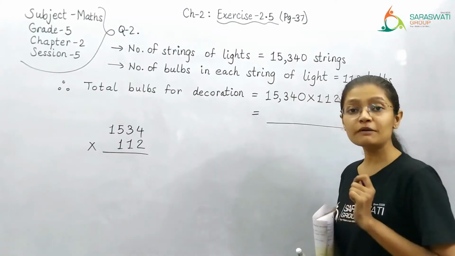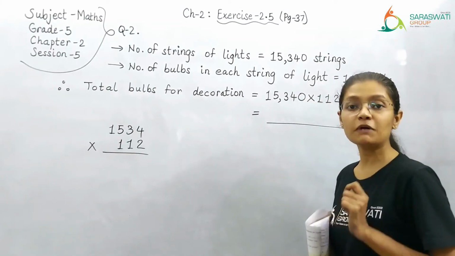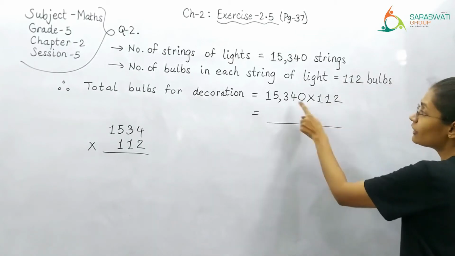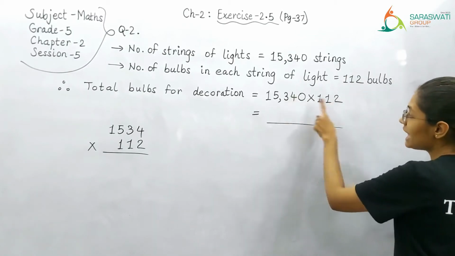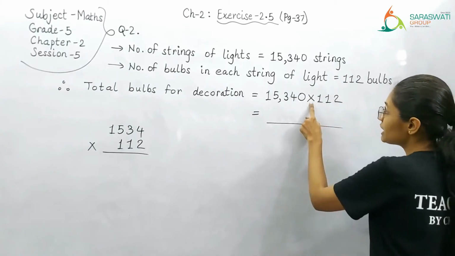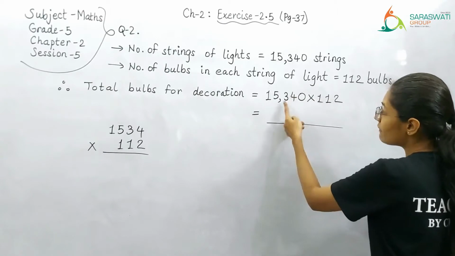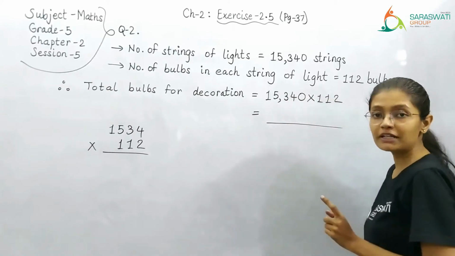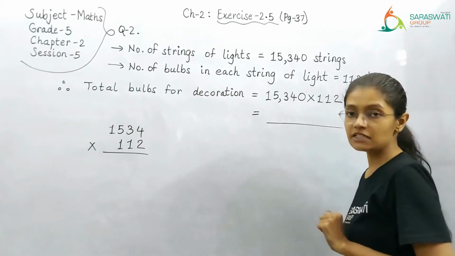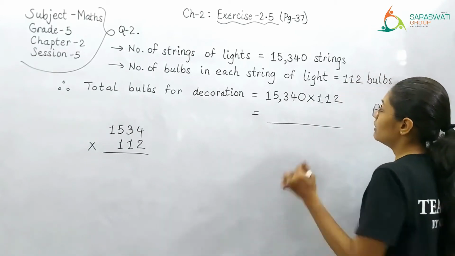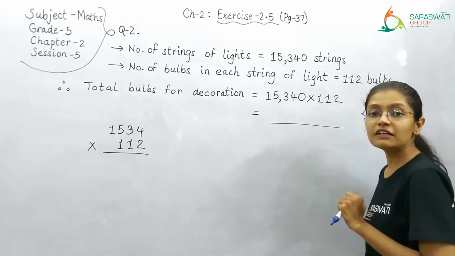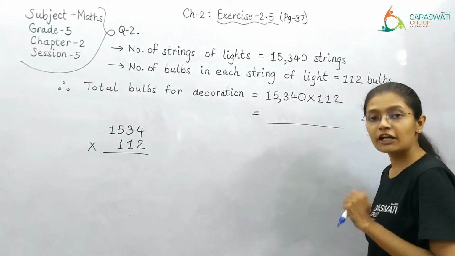Now students also remember the order property of multiplication, right? When we multiply two numbers, then the order of these two, multiplicand and the multiplier, does not matter. ये यहाँ पे multiplication की left side पे हो या फिर right side पे, that does not matter. जो product होगा that will remain the same, right? So students over here, we will multiply this number by 112 to get the number of bulbs required for decoration.